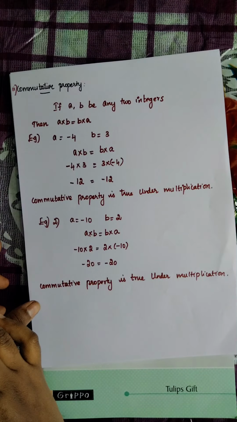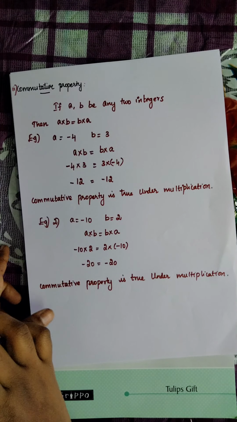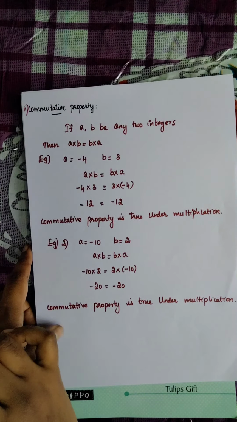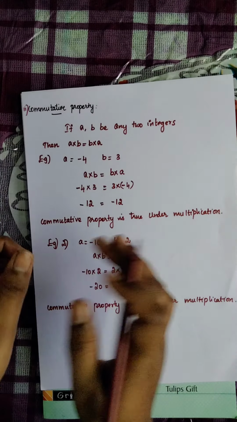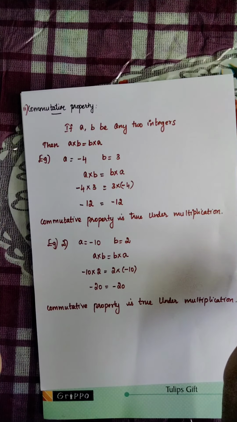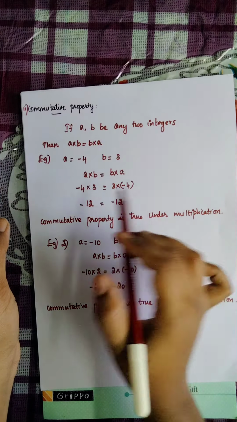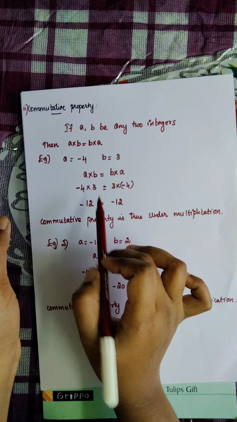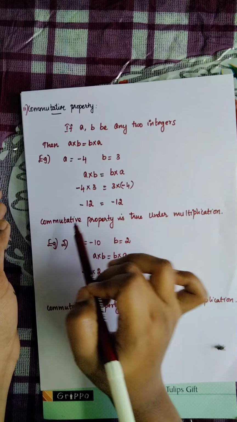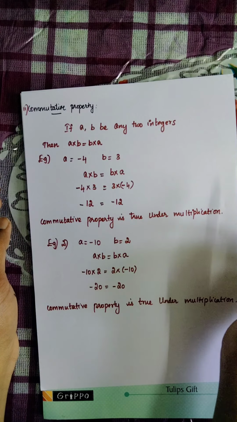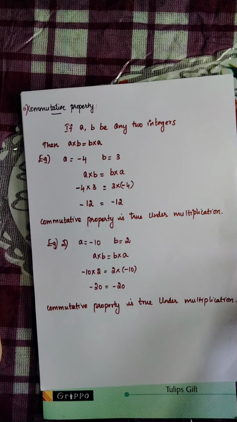Do you all understand what is commutative property? If a, b be any two integers, then a into b is equal to b into a. Substitute the a and b values and check whether both sides you are getting the same answer or not. First, a into b, that is 4 into 3 is minus 12. 3 into minus 4 is also minus 12. So commutative property is true under multiplication. Understand?